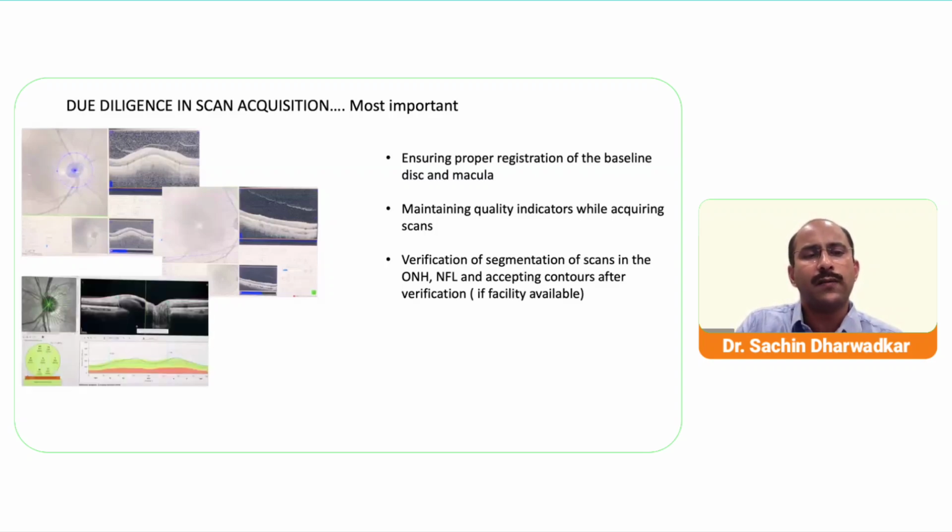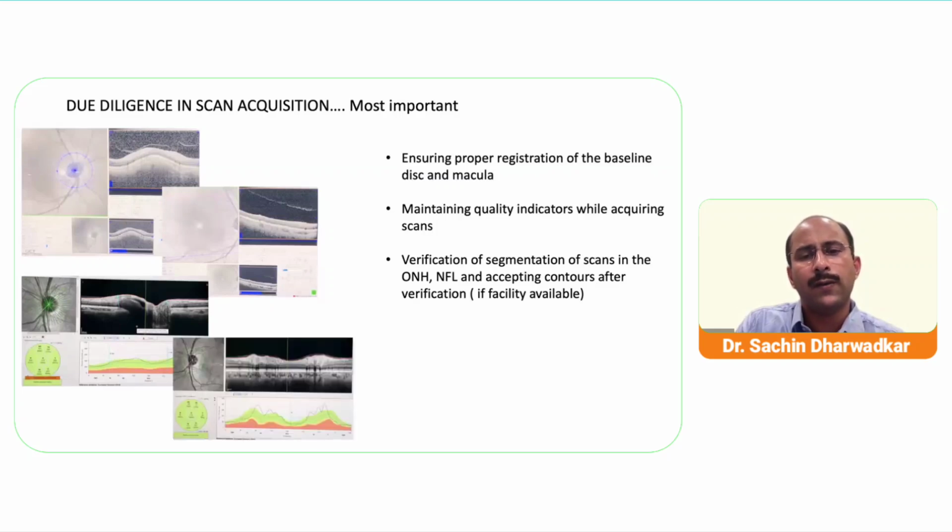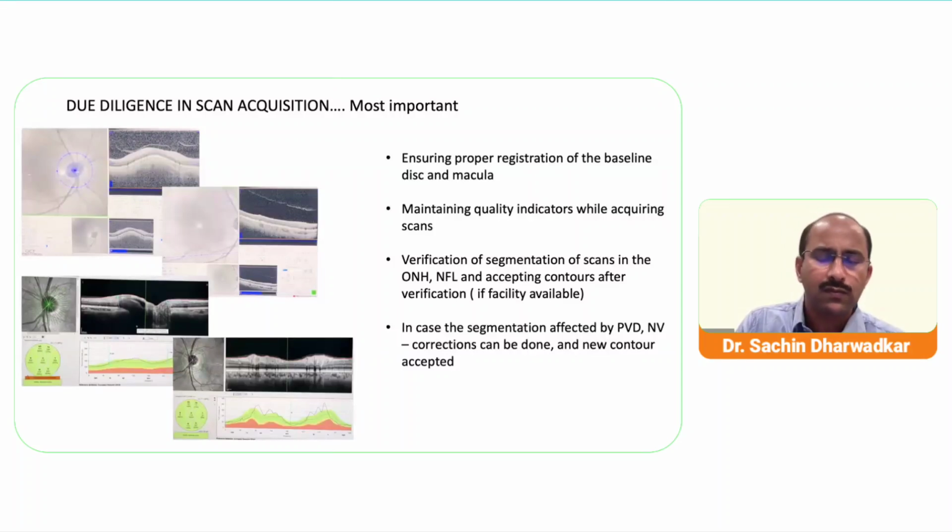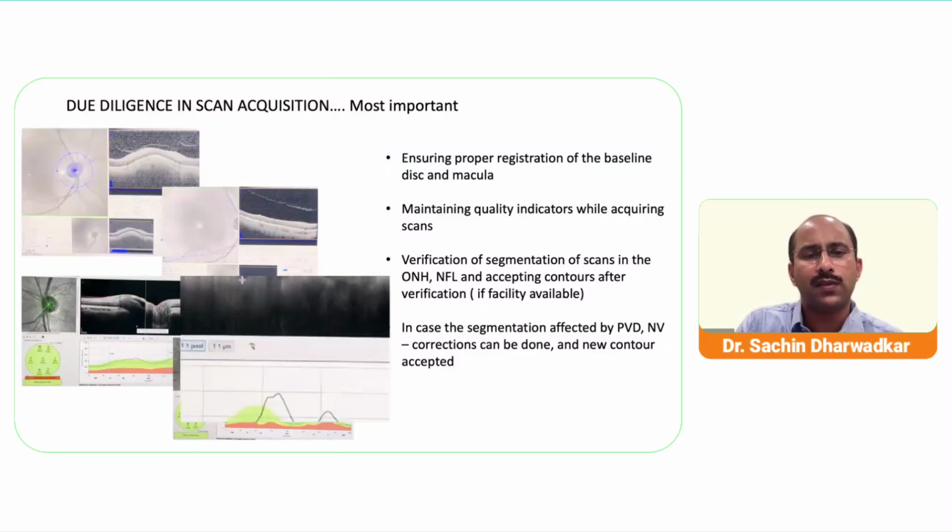These are for representational purpose, because this is the machine I use the most. So, the segmentation assessment of the optic nerve head and the RNFL: if there is a segmentation error affected by PVD or any other changes, corrections can be done and the new contour line can be accepted. You have a contour changing and contour acceptance tool here, and you can definitely change the contour and accept it. If you find any aberrations, that will give you perfection in imaging and in using it for progression.